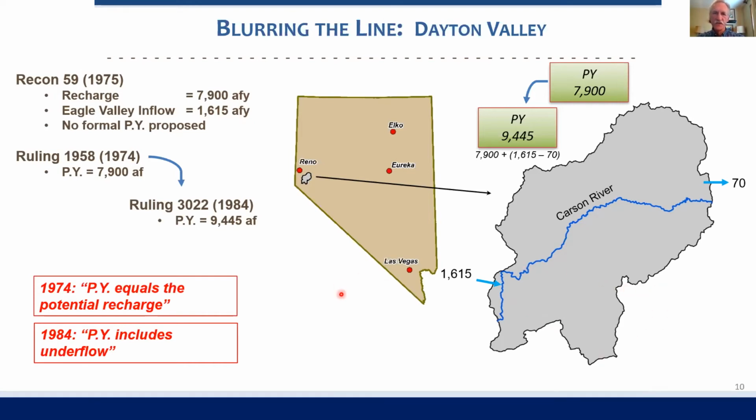Now, the reason for this change is not really clear, but it may have simply been a change in the state engineer's perspective on what should and shouldn't be included in the perennial yield.